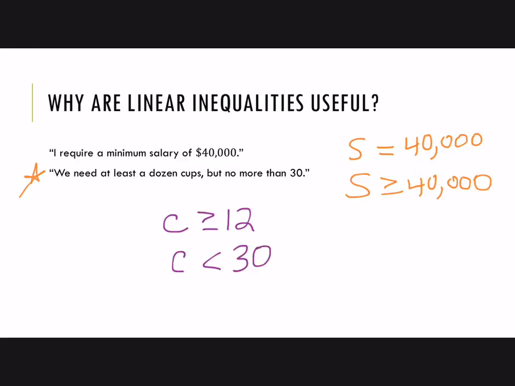So notice in this case we definitely don't have an equation. C doesn't equal 12, it doesn't equal 30. We actually have a range of answers. So that's the main motivation for why we're taking a look at inequalities. We want to look at situations that have a range of possible answers.